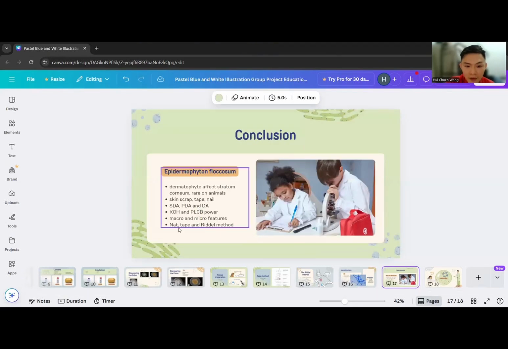And then you can use the native, tape, and Riddell methods to identify under the microscope. Thank you.